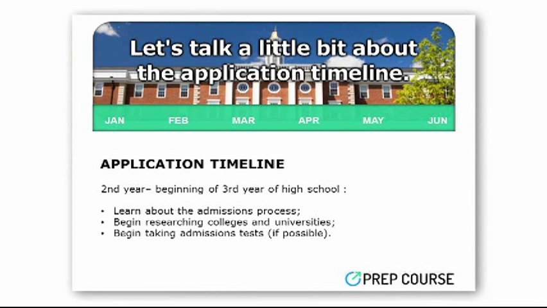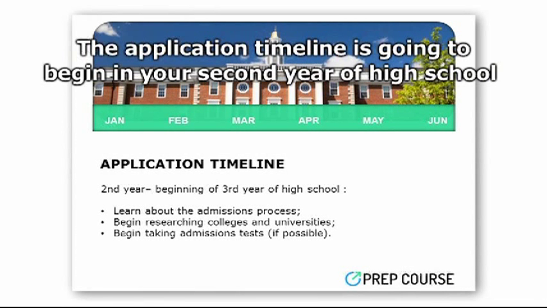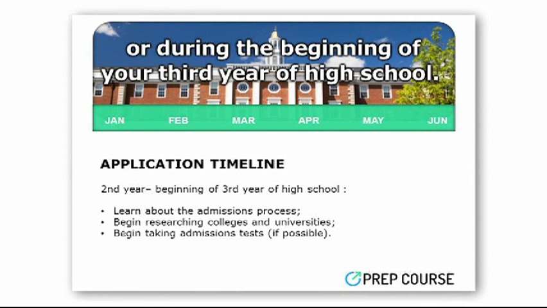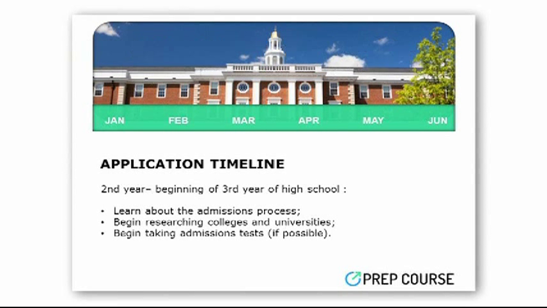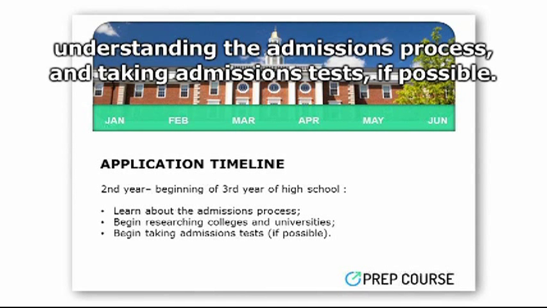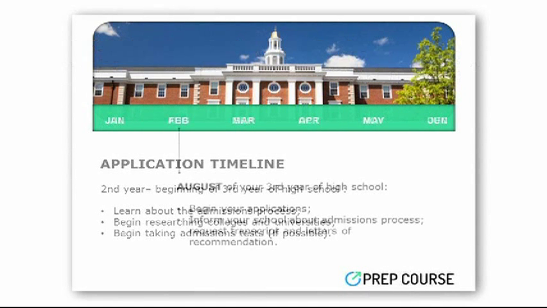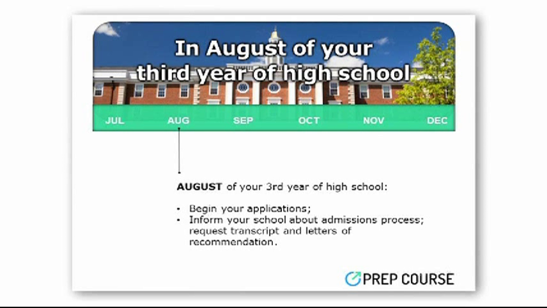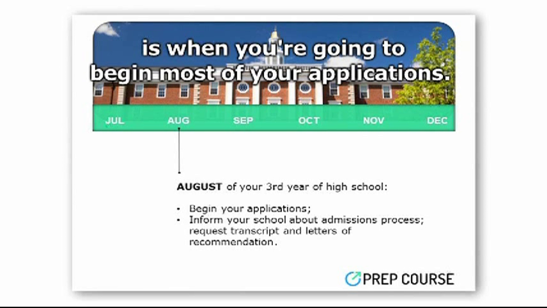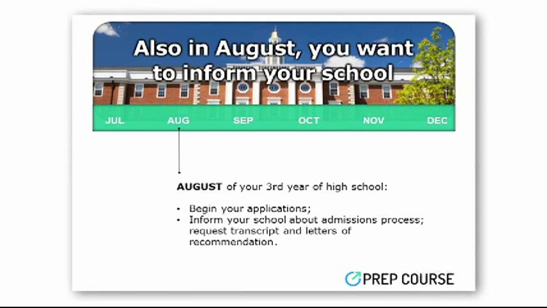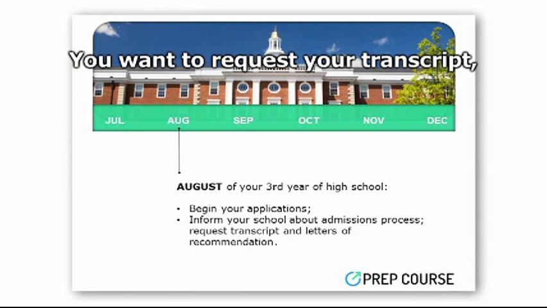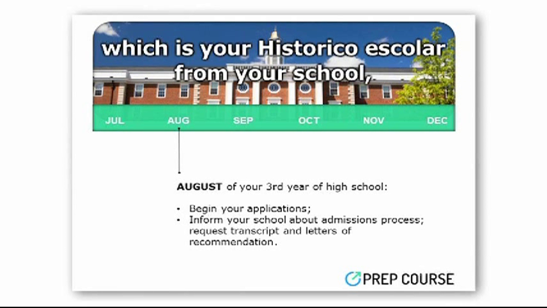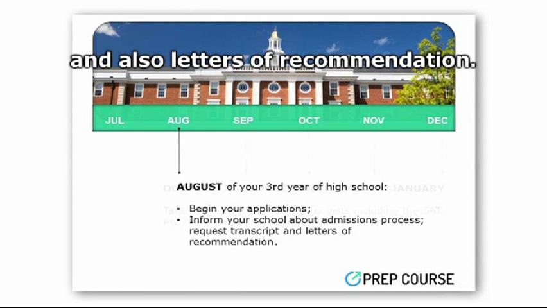So let's talk a little bit about the application timeline. The application timeline is going to begin in your second year of high school or during the beginning of your third year of high school. At that time, you want to begin researching schools, understanding the admissions process, and also taking admissions tests if possible. In August of your third year of high school is when you're going to begin most of your applications. Also in August, you want to inform your school that you will be completing the admissions process. You want to request your transcript, which is your histórico escolar from your school, and also letters of recommendation.